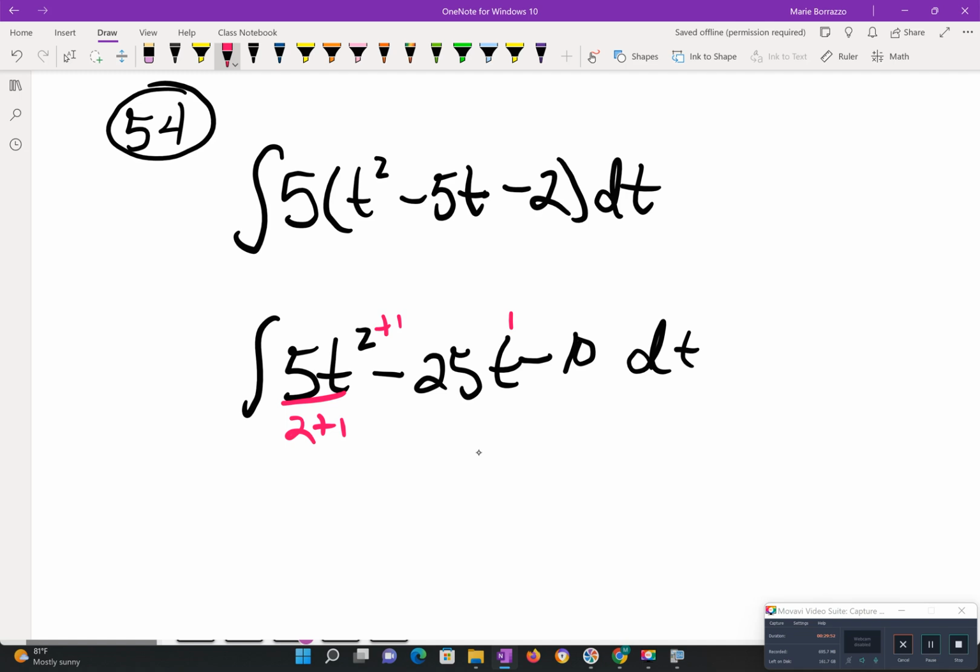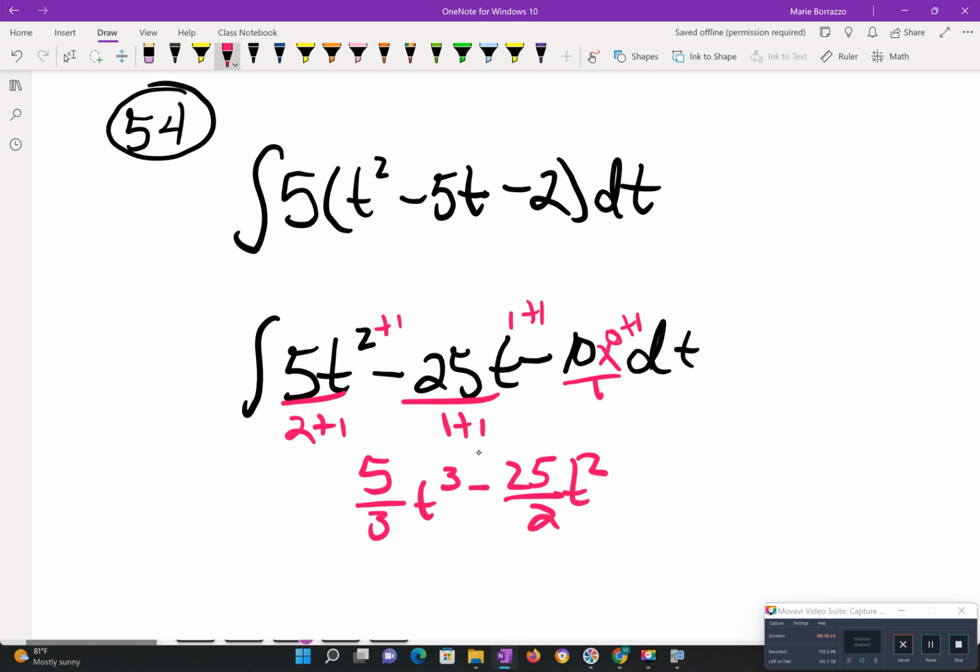This is already a t to the 1, plus 1, divide by 1 plus 1. And remember, this is x to the 0. We're going to add one there. Final answer here will become 5 over 3 t cubed minus 25 over 2 t squared minus 10t plus c. That looks like answer choice A to me.